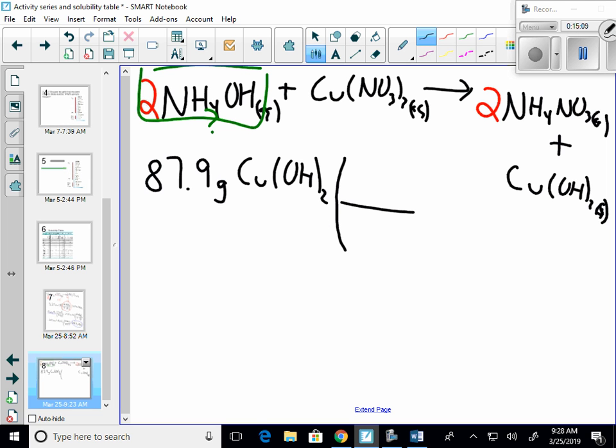Just like you were taught first semester. 1 mole on the top, grams on the bottom, and then I look at my periodic table. For example, copper is 63.55, oxygen is 16, hydrogen's 1.01. However, there's 2 of both of those. If I add up all of that, I get what's called the molar mass. We're going to call it 97.57.